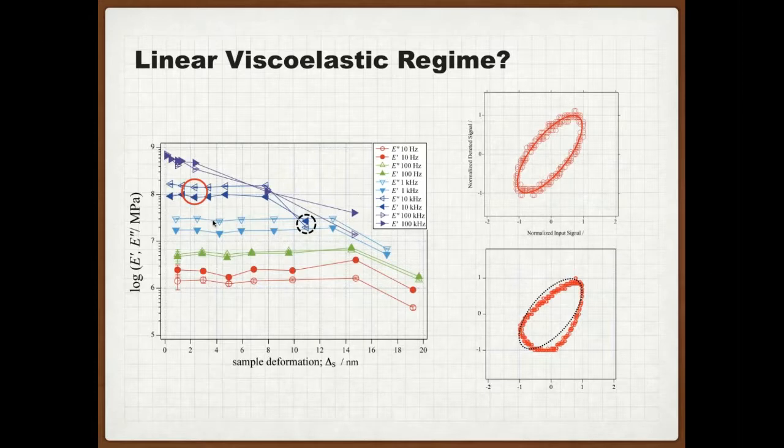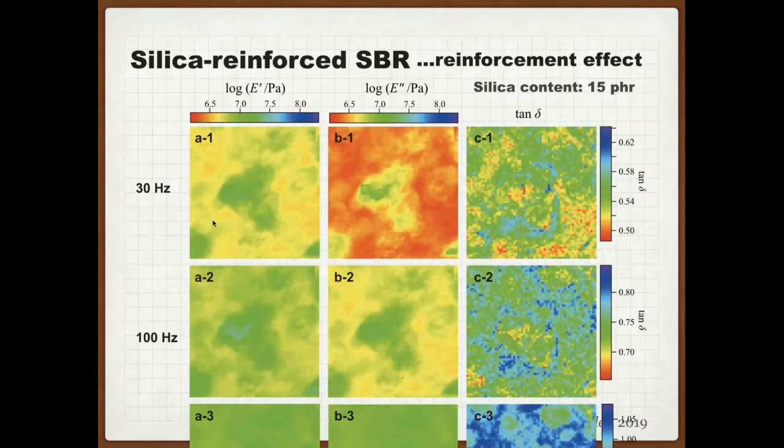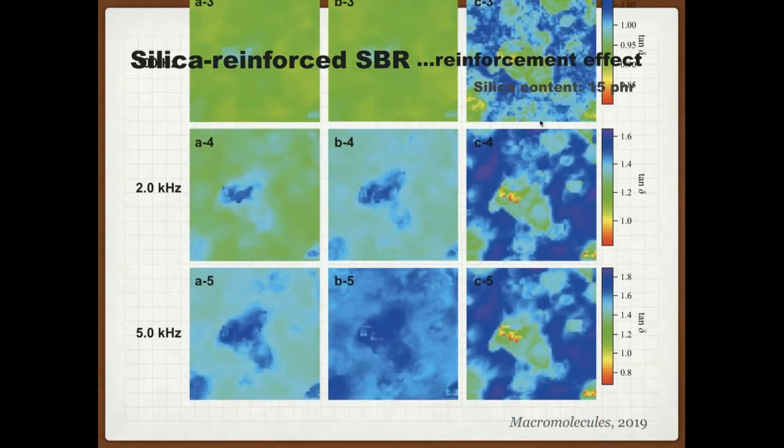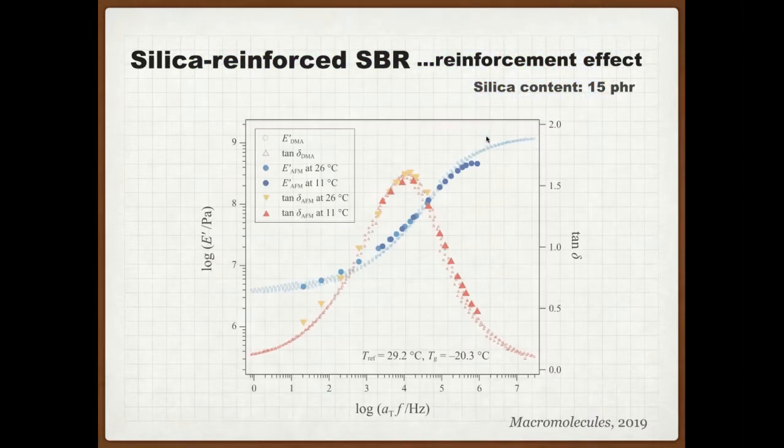Maybe Bede will also explain some detail on that. Anyway, this is the main result on this filled SBR sample. We change the frequency, and we get the storage modulus, loss modulus, and loss tangent with different frequencies. As you can see in the color change, the responses change with the frequencies. This is a summary of these results.